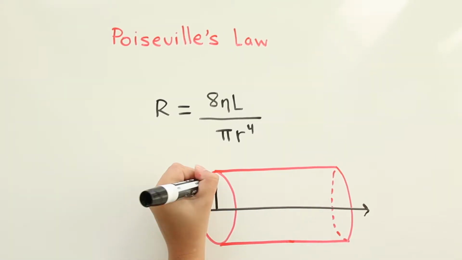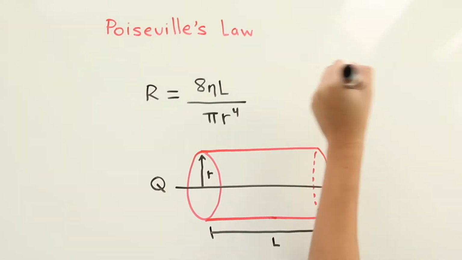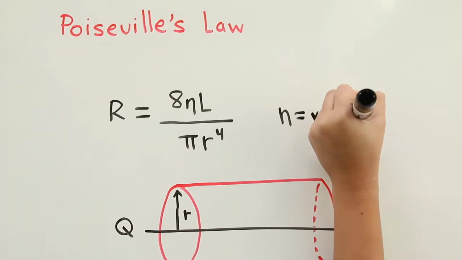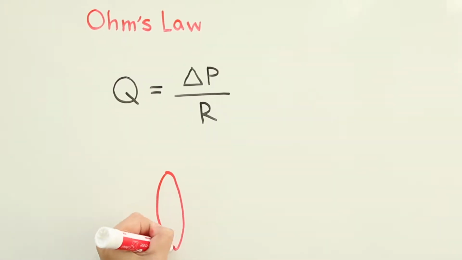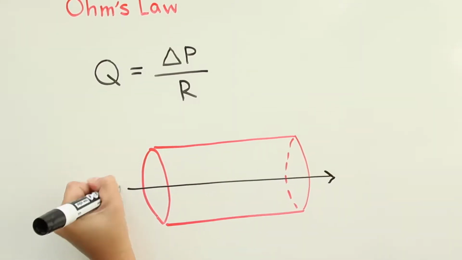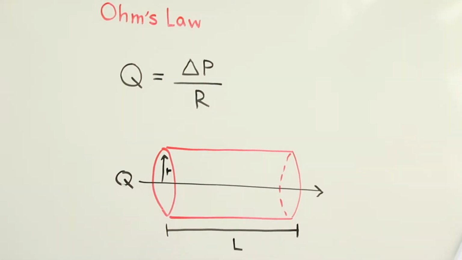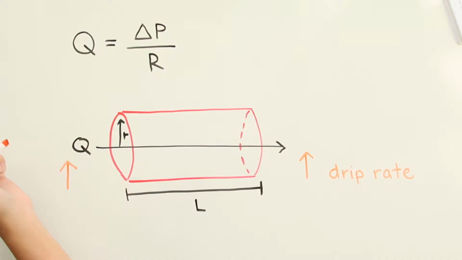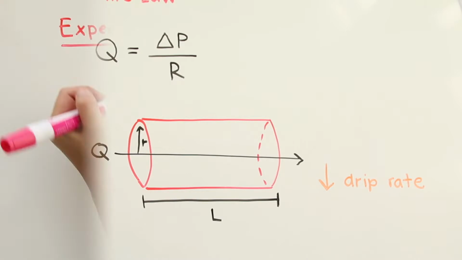Poiseuille's law is used to calculate the resistance of flow through a tube and is proportional to eta, which represents the viscosity of the fluid, and the length of the tube, and is inversely proportional to the radius of the tube. Ohm's law can be used to measure the flow through a tube. Flow, which is represented by Q, is proportional to the pressure difference along the tube and is inversely proportional to the resistance of flow. An increase in flow causes an increase in drip rate, whereas a decrease in flow causes a decrease in drip rate.